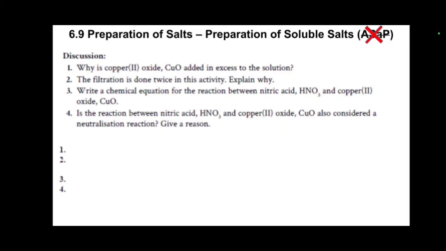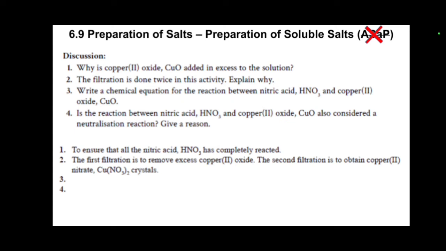Discussion. Question 1. Why is copper 2 oxide added in excess to the solution? The answer is to ensure that all nitric acid has completely reacted. Question 2. The filtration is done twice in this activity. Explain why. The answer is the first filtration is to remove excess copper 2 oxide. The second filtration is to obtain copper 2 nitrate crystals.